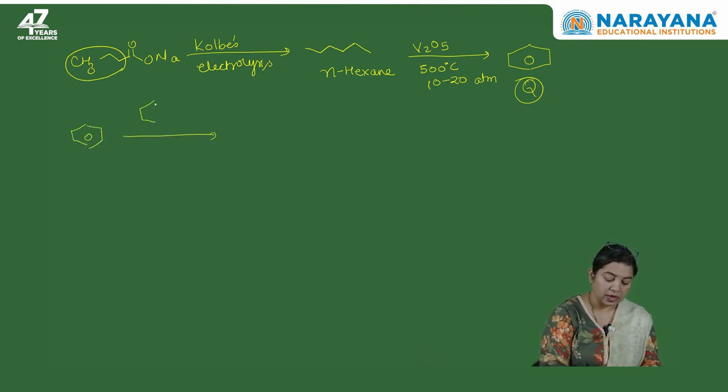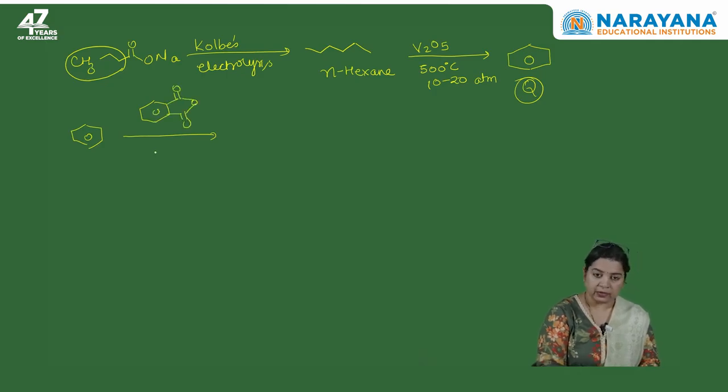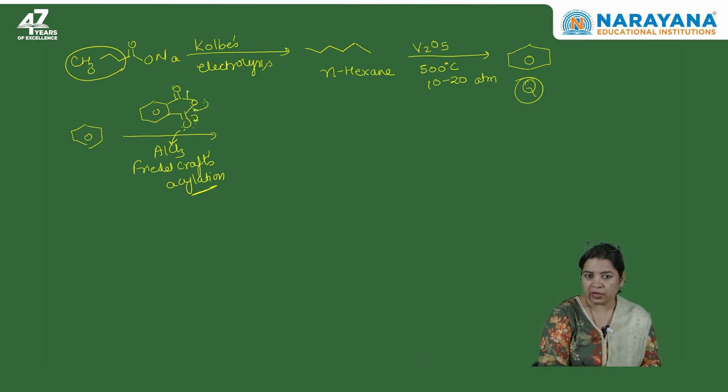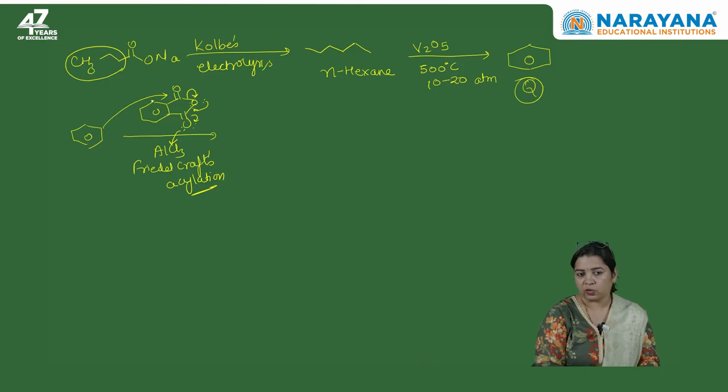Now let's see what the reaction is: phthalic anhydride is used. Phthalic anhydride along with AlCl3 is a famous reaction, Friedel-Crafts acylation. What they are doing is a Friedel-Crafts acylation. So what will actually happen? This is attacked by AlCl3, right? Here there is resonance and this moves away. So I'll get an acylium ion which is attacked by benzene.